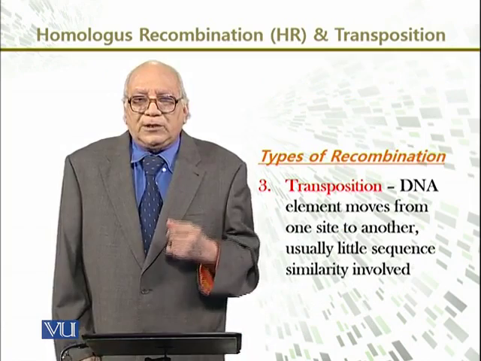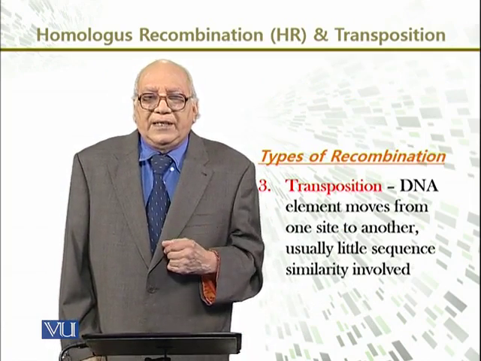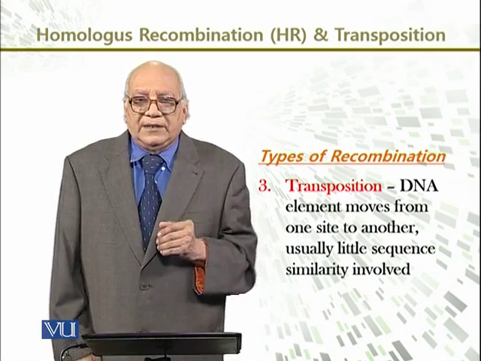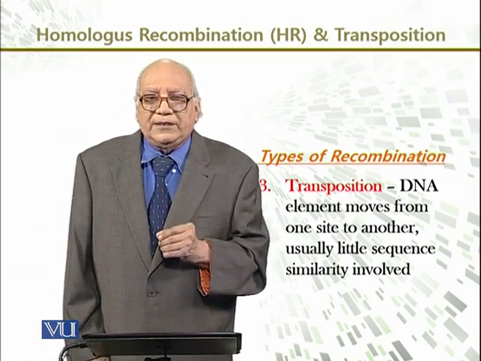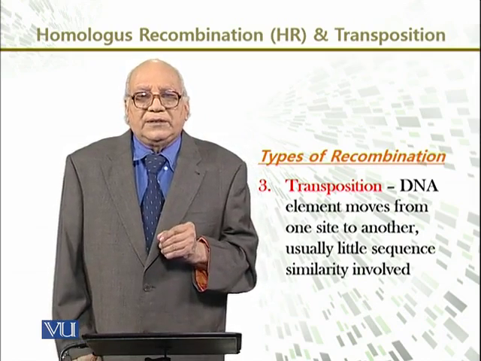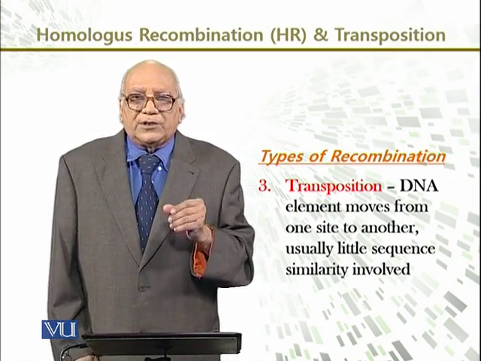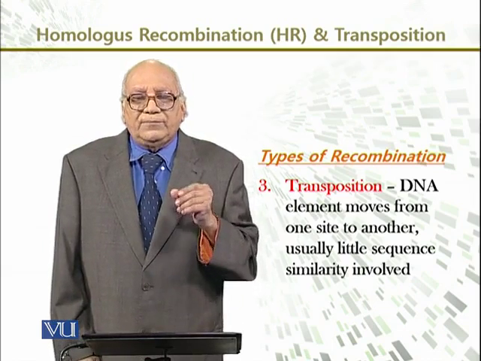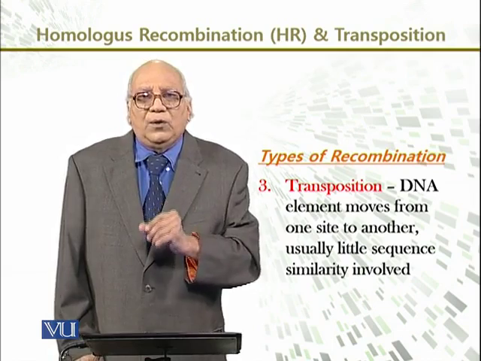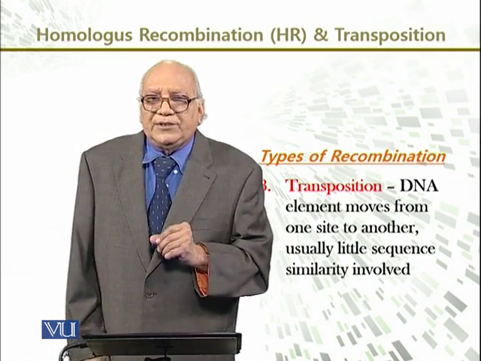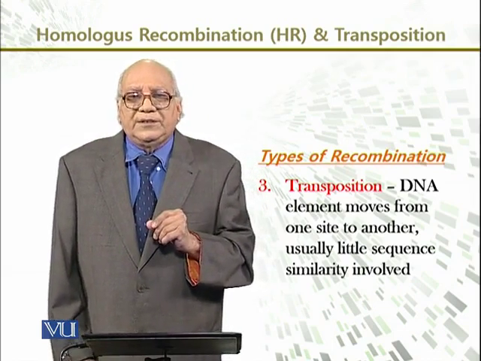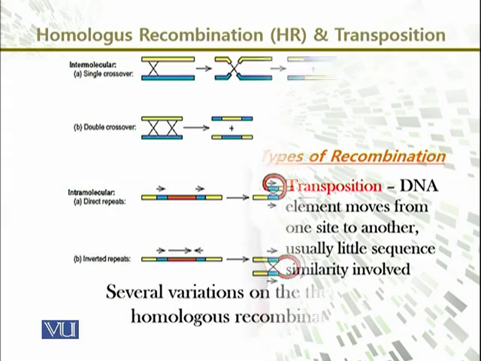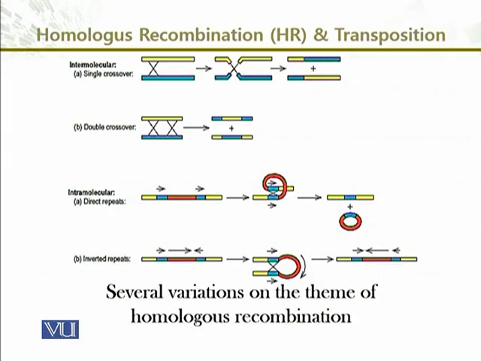And in transposition, a DNA element moves from one site to another. Usually, little sequence similarity is involved. So a DNA element, which is responsible for some characteristic, moves from one site to another on the chromosome, and this is transposition recombination. So there are three types of recombination which we have studied.